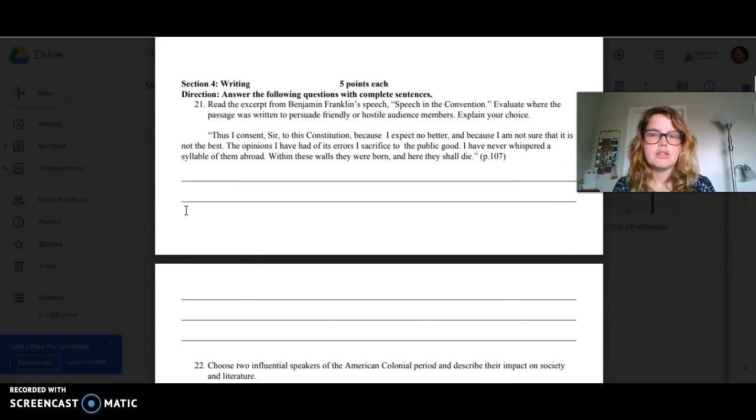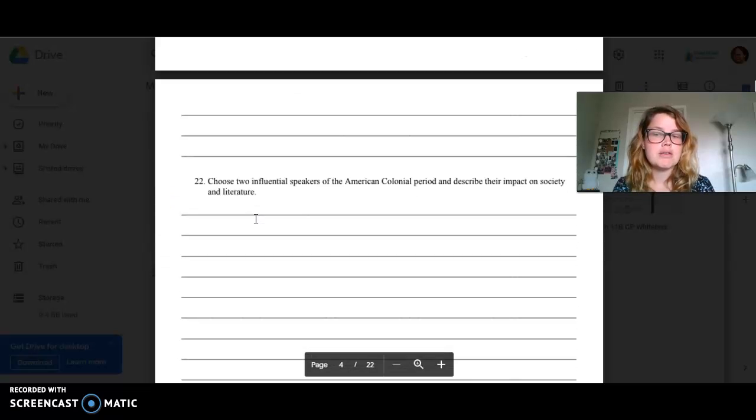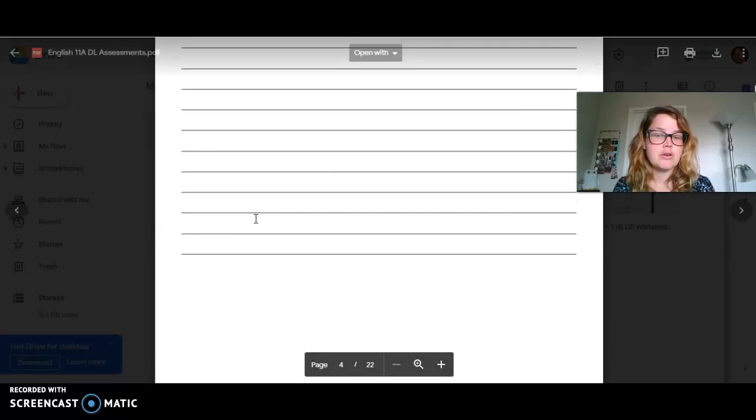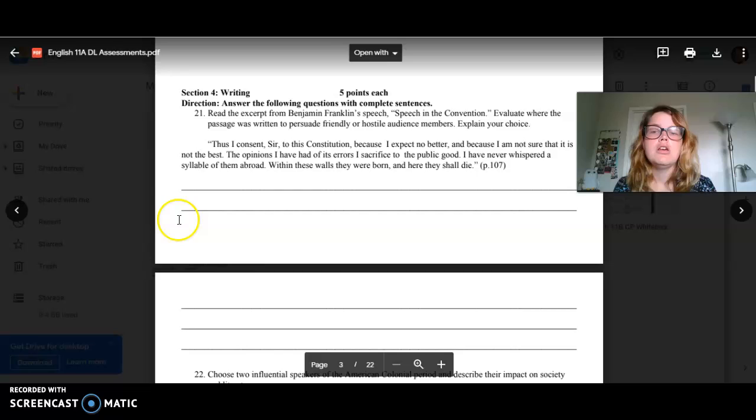And then number 4 is the writing section. Both of these are worth 5 points each, so that makes them worth 5 times as much as any of the other questions. Okay, so let's read them out loud. Read the excerpt from Benjamin Franklin's speech in the convention. Evaluate whether the passage was written to persuade friendly or hostile audience members. Explain your choice. So where in here do you see him appealing to either friendly people, people who are already on his side, or hostile people, people who would not be on his side?